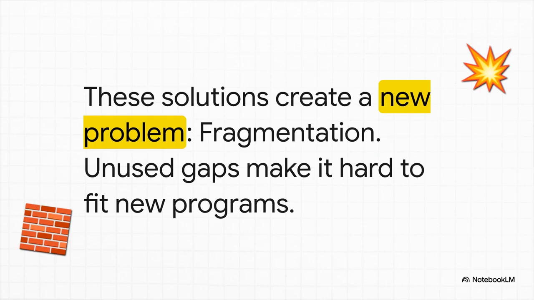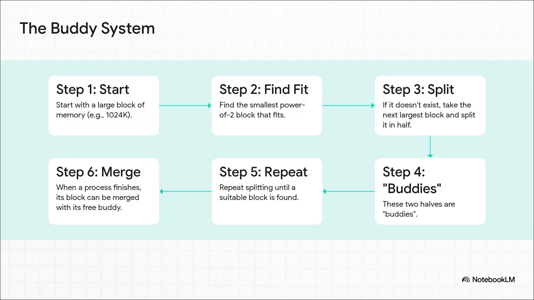But here's the catch. As you load programs and then close them, you leave behind all these little unused gaps. This is called fragmentation. It's a huge pain because you might have, say, 2 gigabytes of total free memory, but if it's chopped up into thousands of tiny little slivers, you can't even load a 100 megabyte program. So how do you fight back against all that mess?